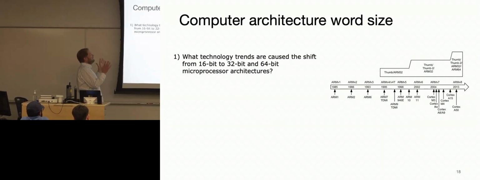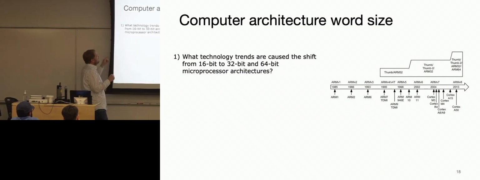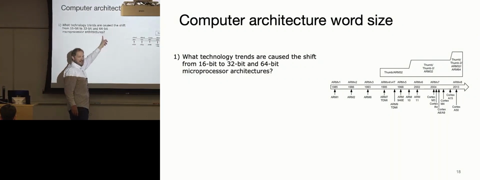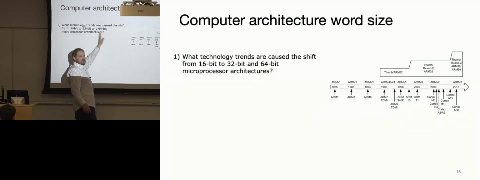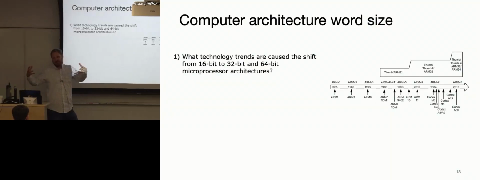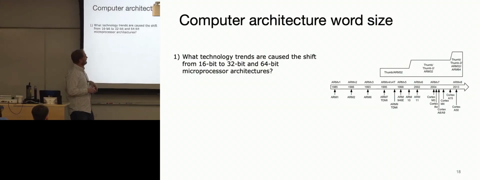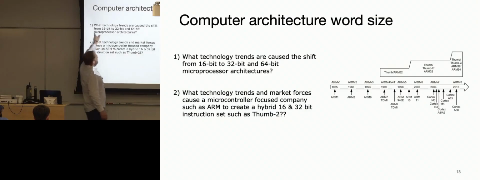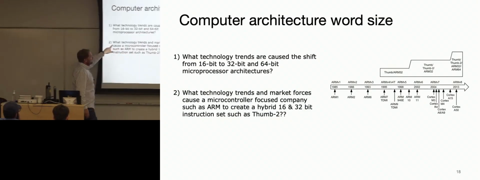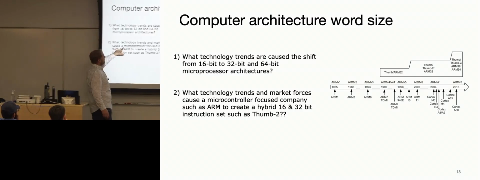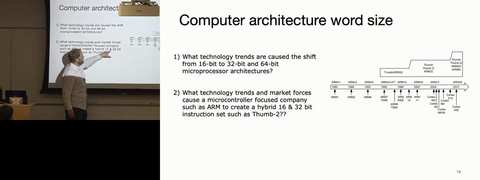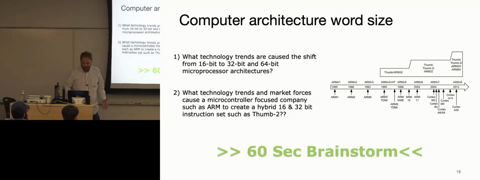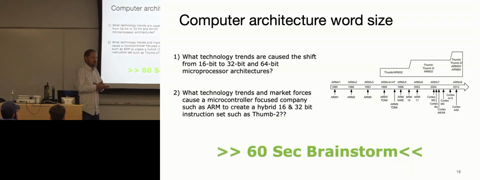So first question is, what technology trends are causing or caused the shift from 16-bit to 32-bit to 64-bit architecture? Why has the industry done this? In this, you could think in the class of desktop processors or even little microcontrollers. And then, given this change, why has ARM focused on making a hybrid 16-bit and 32-bit? So why don't you take 60 seconds, talk amongst yourselves, come up with an answer for each one of those.